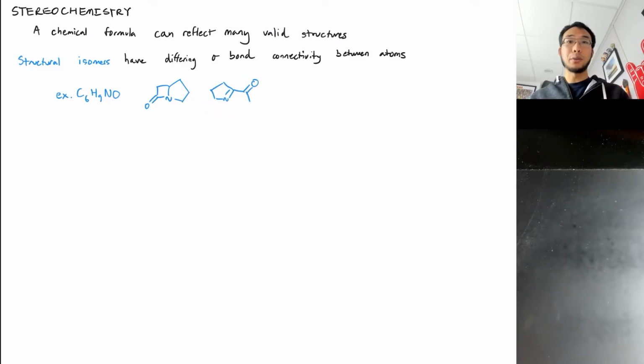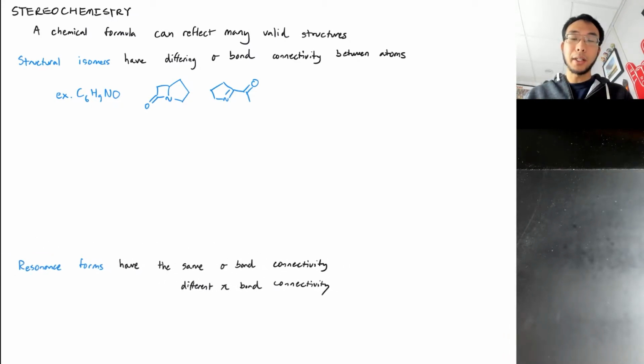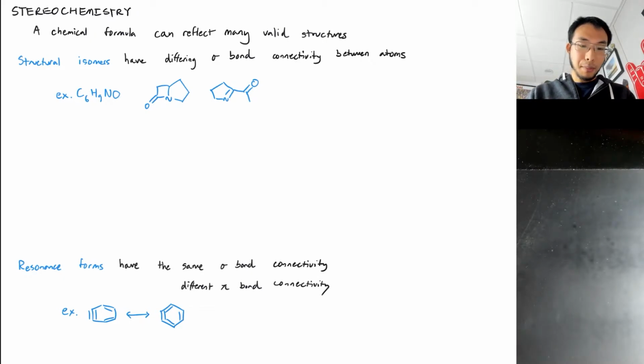Another sort of relationship between drawings or structures is the idea of resonance forms. I'm going to put that at the bottom here. Resonance forms have the exact same sigma bond connectivity between the atoms, but there are changes in how pairs of electrons are either in the pi bonds or are lone pairs. An example of that would be this pair of resonance forms for a single molecule here. Again, the sigma bonds connecting the 6 carbon atoms have not changed at all, but some of the pi bonds have changed. I put the resonance forms at the bottom because there's essentially no change, right? We don't have two different molecules here. We have two different drawings. We have two different resonance forms.